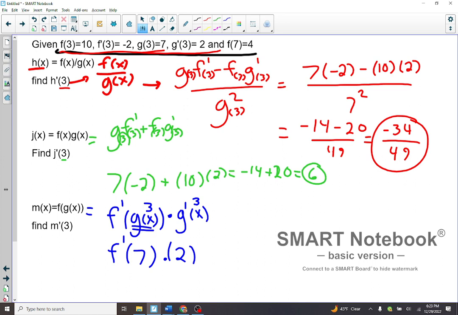Well, f prime of 7, luckily I put it here because I knew it was going to be necessary, is 4. So I can rewrite that as 4 times 2, which means my final answer is 8. So again, mathematically, this is not actually too bad, because as soon as you figure out which number goes where, you're just doing simple arithmetic. But with that in mind, you need to know what you're doing. Otherwise, you'll be totally lost.